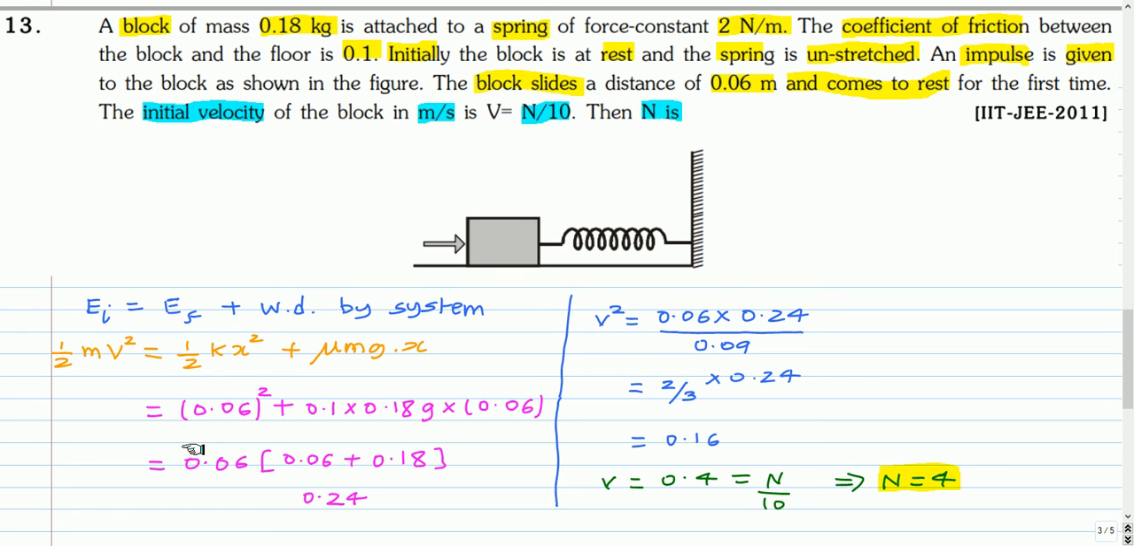So here k is 2, so half k is 1, times x square, which is 0.06 square, and mu is 0.1, m is 0.18, g, and then x is 0.06. So all the values are known on the right side. If you simplify, we get v square as 0.16. From this we get the velocity as 0.4, and this is n by 10. So from this n equals 4. So the answer is 4.